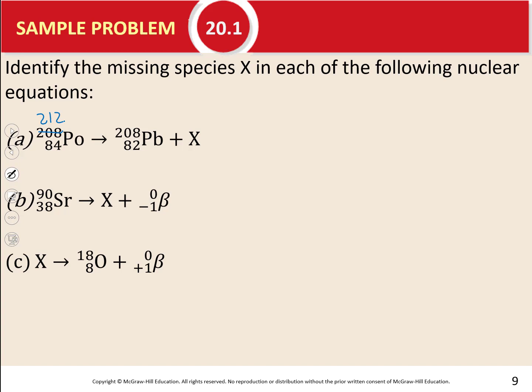So that must mean that our unknown particle X must contain the missing mass. How many mass units are missing? 4, which means our X must have a mass number of 4 up top. What atomic number down below must it have? 2. Good, because I have 84 on this side and 82, so I'm missing 2. So which subatomic particle has a mass of 4 and an atomic number of 2? The helium, the alpha particle.